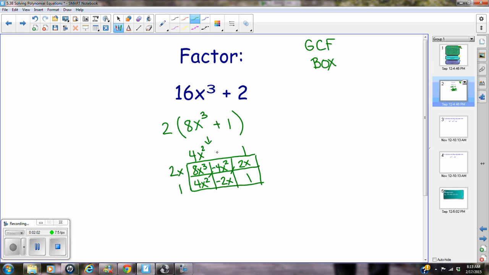And then the hardest part of this whole process is to figure out what goes here. So you can go 2x times what is negative 4x squared, and you would get negative 2x. And then you want to double check, is negative 2x times 1 really negative 2x? And it is. So then you're going to write the outsides of your box down, so 2x plus 1 from the left-hand side, and 4x squared minus 2x plus 1 from the top. And then don't forget, because we factored this GCF out, it needs to follow us down to our final answer, so that 2 goes out there.